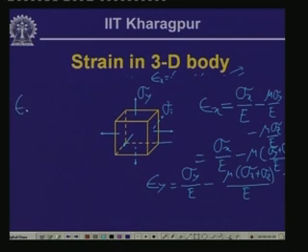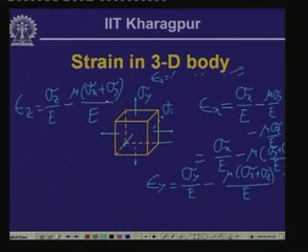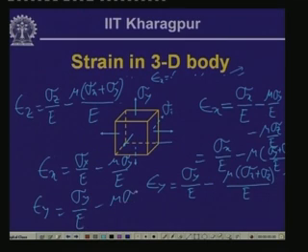And epsilon z is equal to sigma z by E minus mu times sigma x plus sigma y by E. Now, if we reduce this three dimensional form to a two dimensional one, keeping the x and y plane, then the stresses which will be acting are sigma x and sigma y, and eventually sigma z is equal to 0. In that particular case, we will get epsilon x as equal to sigma x by E minus mu sigma y by E, and epsilon y is equal to sigma y by E minus mu sigma x by E. These results we have seen earlier.